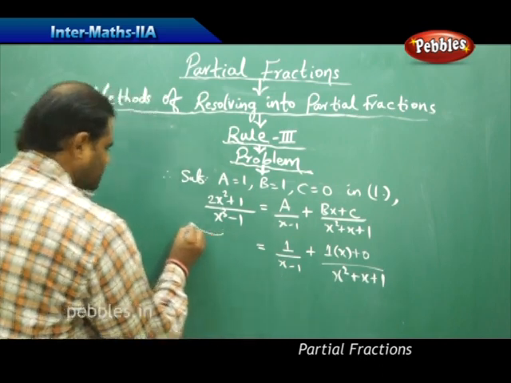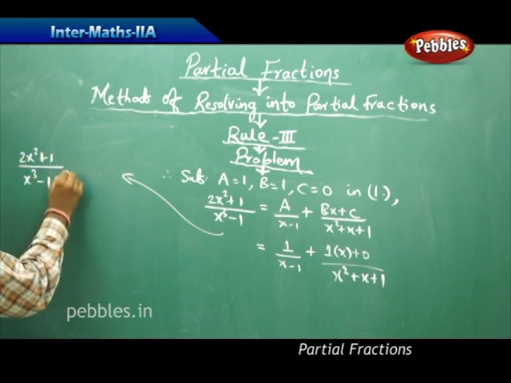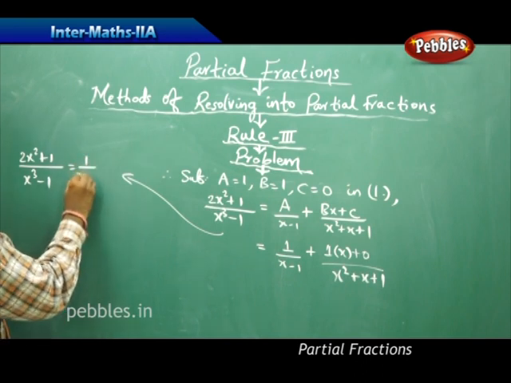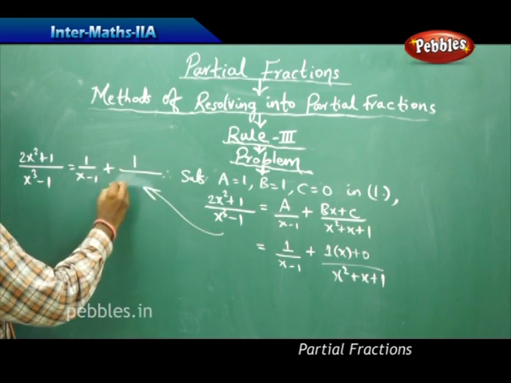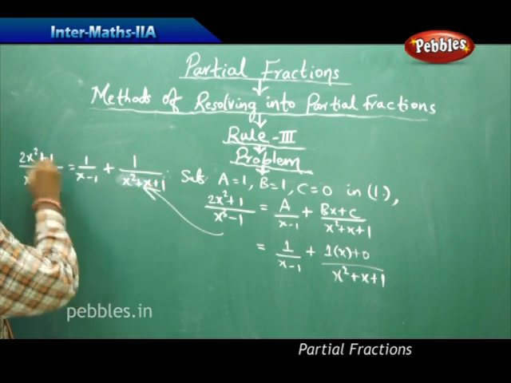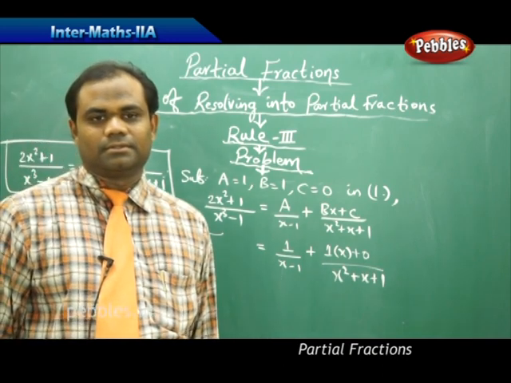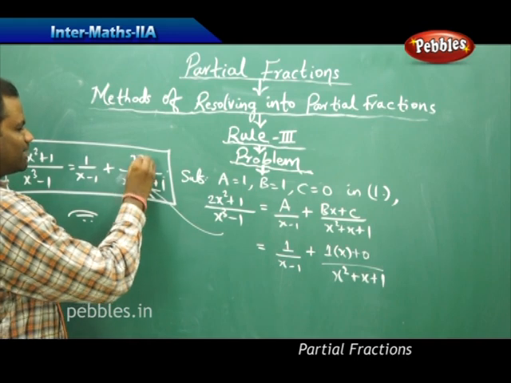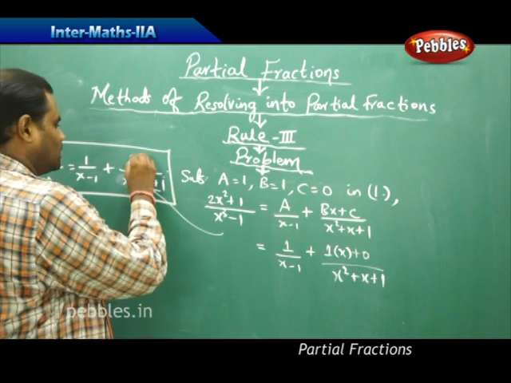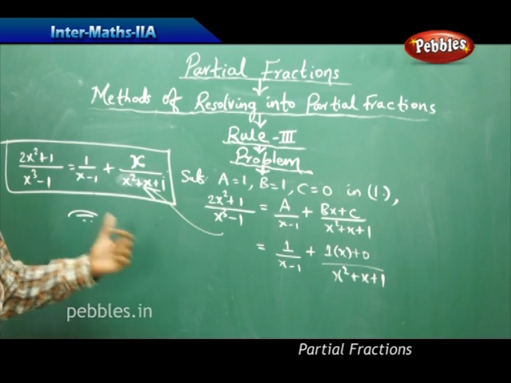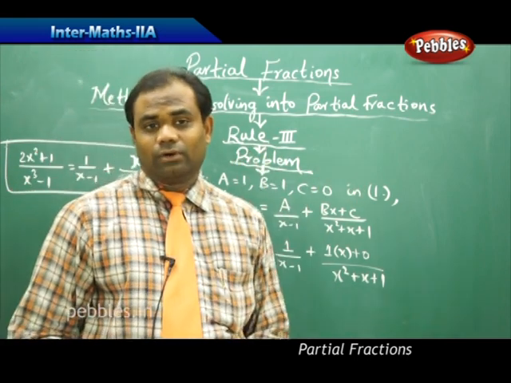So this, on further simplification, gives me (2x² + 1)/(x³ − 1), which can be split as 1/(x − 1) + x/(x² + x + 1). That is how I split the given problem into partial fractions. So 1/(x − 1) + x/(x² + x + 1) are the two partial fractions which we get from the given proper fraction. So this is resolving into partial fractions using rule 3 of the given methods.